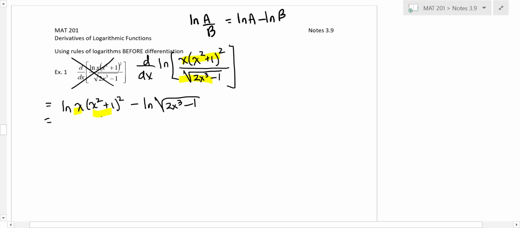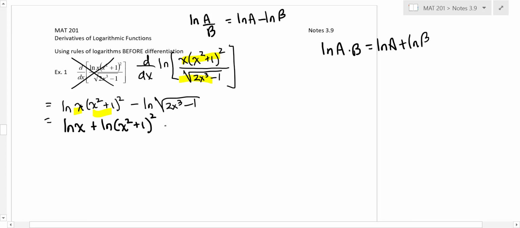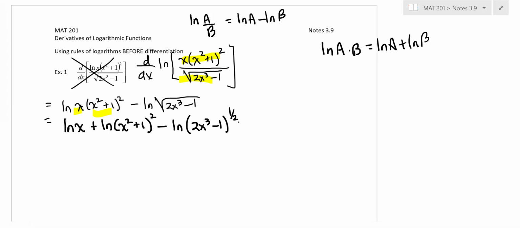Okay, well, how do you do this one? It's a product, so what do you do? Sum, right? You've got the property that says ln of a times b equals ln of a plus ln of b, right? That's why these properties come in handy. So you're going to have ln of x plus ln of x squared plus 1 minus, and I'm going to go ahead and write that now as 2x cubed minus 1 to the 1/2. Everybody with me on that? You remember doing this in college algebra? Good. That's helpful.